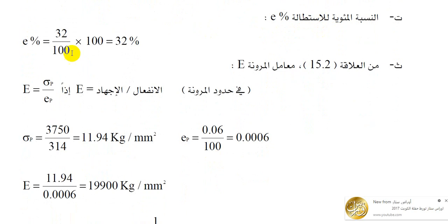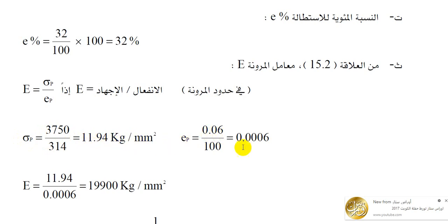The elongation ratio is as follows: computed is 32 times 100, equal to 32, as you can see right in front of you. From the relationship 50.2, the modulus of elasticity, or the Young's modulus, in the elastic region or the elastic limit, equals stress over strain. So E equals sigma P over epsilon P, where sigma P equals 3750 over 314, equal to 11.94 kilogram per millimeter squared.